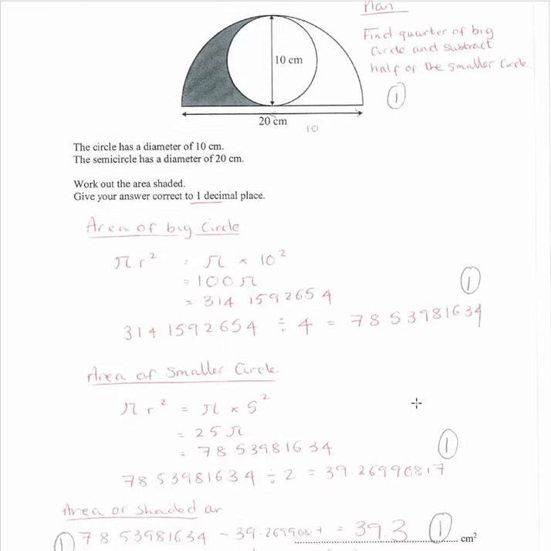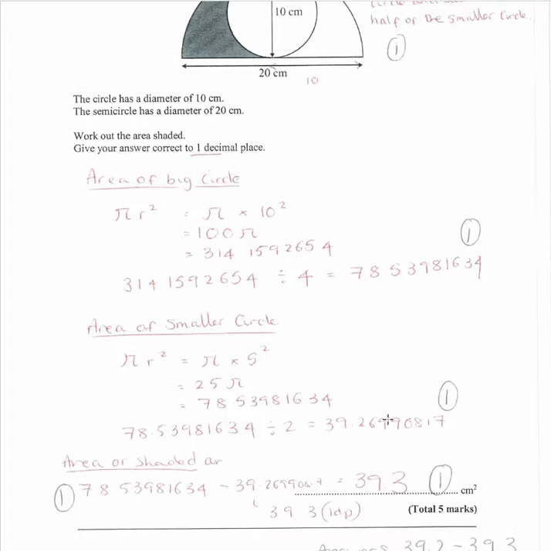Then you want to find the area of the small circle. Okay, the radius for the small circle is 5. So pi times 5 squared gives you 25 times pi. Work it out as a number there, and then half it, because it's only half the circle missing. Remember, we're confining ourselves to just this piece here. So we half it and we get that there, another mark.